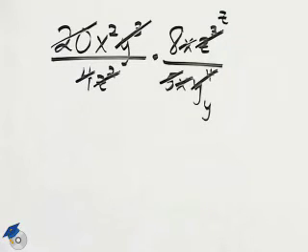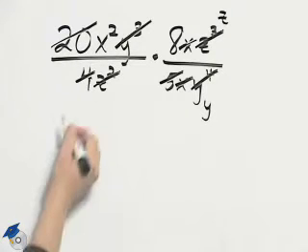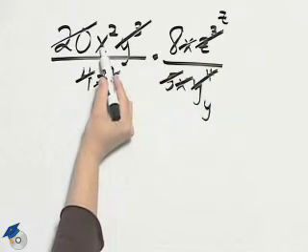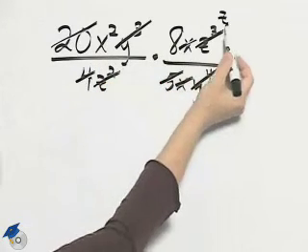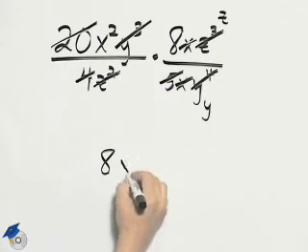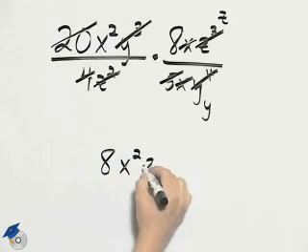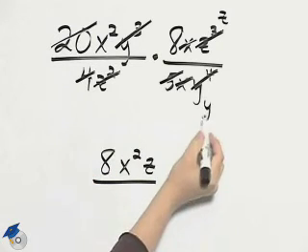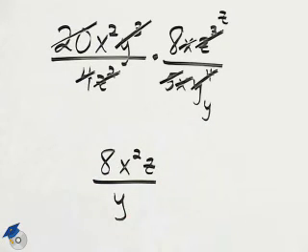We have canceled and divided out everything that we can, so we now multiply numerators and denominators. So we're left with an x squared, an 8, and a z, which I will write as 8 times x squared times z. That will be all over just simply a y because everything else has been divided out. So this is a simplified version of this expression.